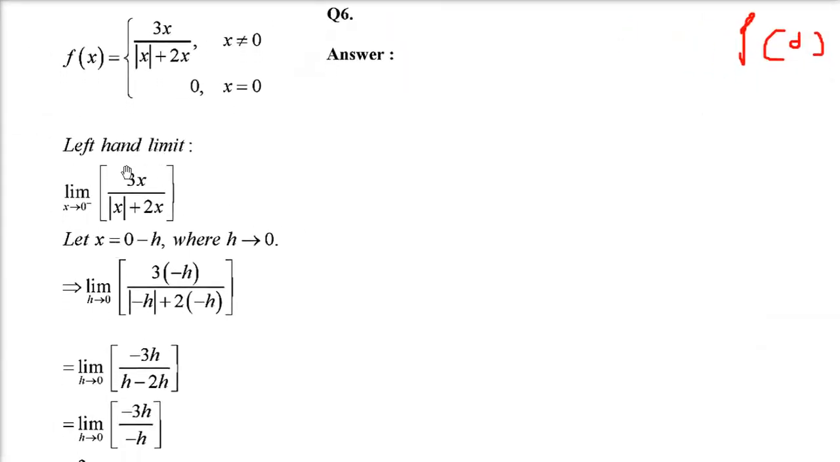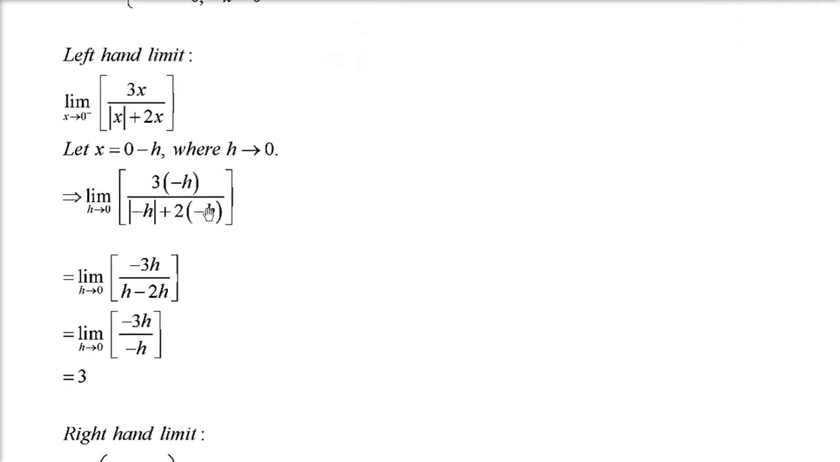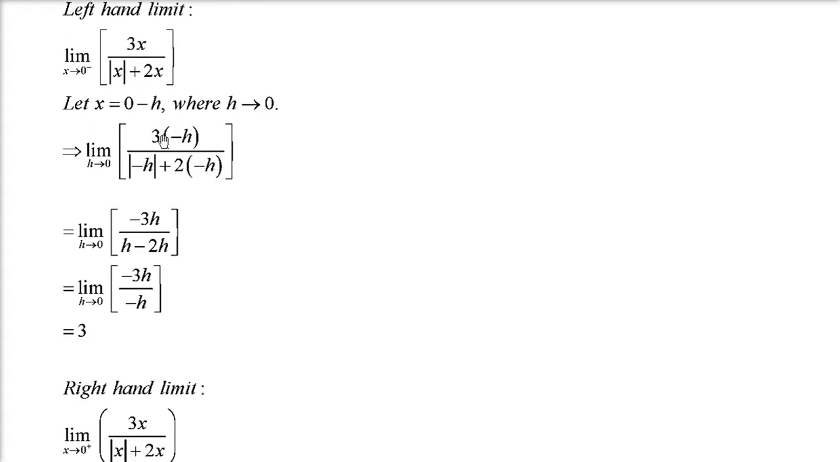So let me show you the left hand limit. Here x equals a minus h, you have to write it. The critical point is 0, so x will be 0 minus h. And 3 into 0 minus h is minus h only. So 3 into minus h by mod minus h and 2 into minus h. Now you don't have to do anything with x, you have to do with h. Now h tends to 0 because you have already put x equals 0 minus h. So you have the limit h tends to 0 of 3 into minus h by mod minus h.